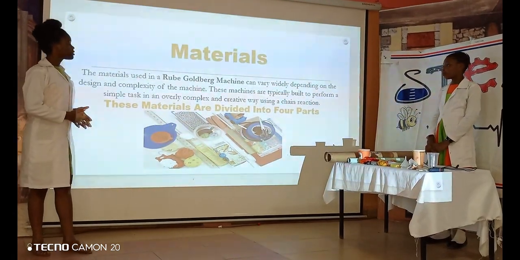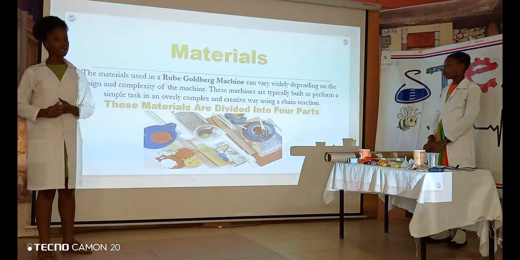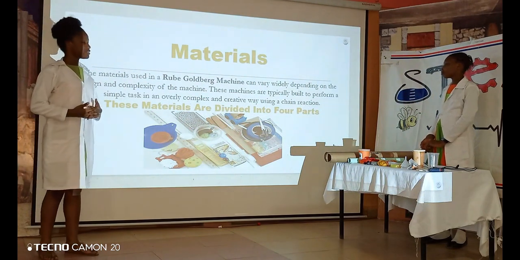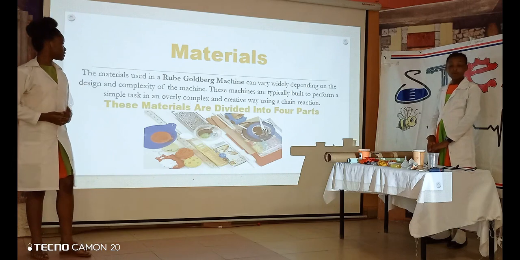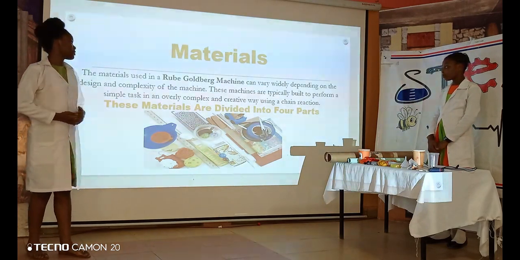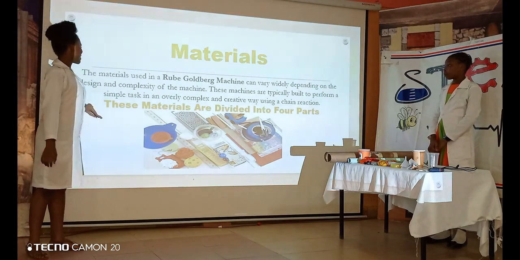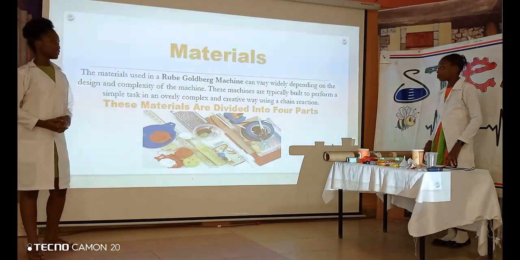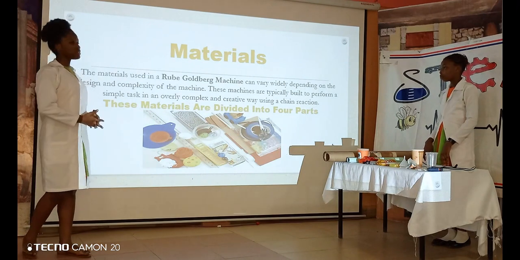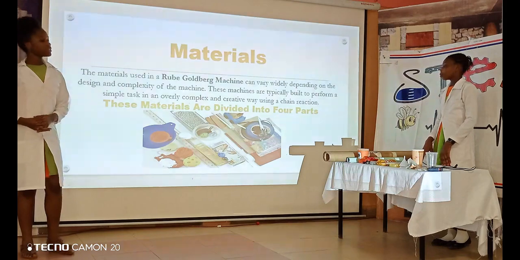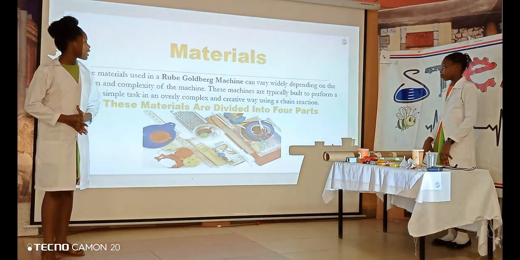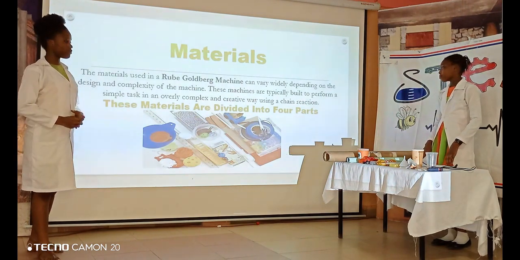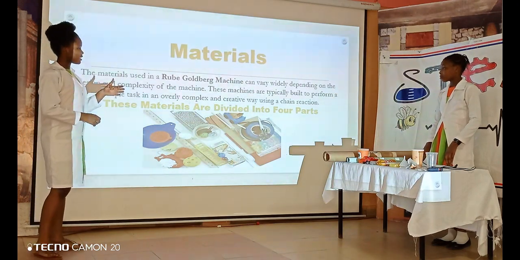Materials. The materials used in a Rube Goldberg machine can vary widely depending on the design and complexity of the machine. These machines are typically built to perform a simple task in an overly complex and creative way using a chain reaction. These materials are divided into 4 types.